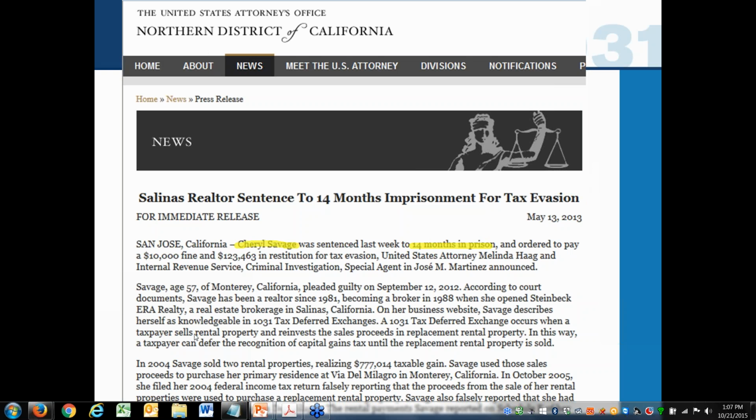So Cheryl did her 1031 exchange, she deferred her taxes, she went out and bought a new property. But guess what? She moved into that property immediately, and then she falsified her tax returns to make it look like the property that she was living in was a rental. Ladies and gentlemen, that's tax fraud. She got audited, her case wound up in court. The court found her guilty of tax fraud and sentenced her to 14 months in jail.